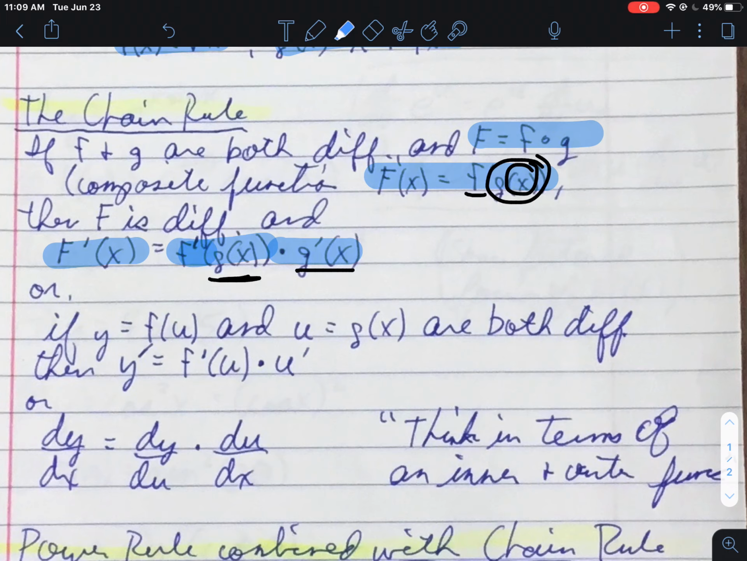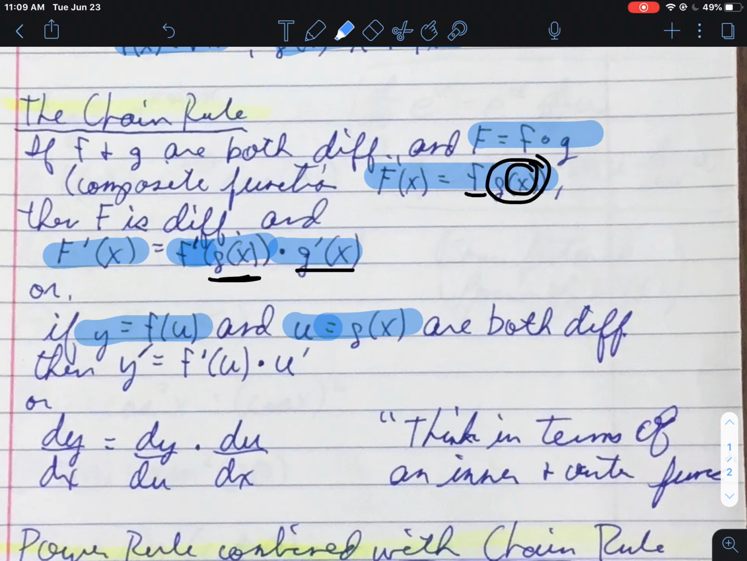Here's another notation. I have a few different notations. Hopefully one of these will help to make it clear. So let's say that I have a function y defined as a function of u. So y equals f of u. And then that function u itself is a function of x. So u is g of x, u is a function of x.